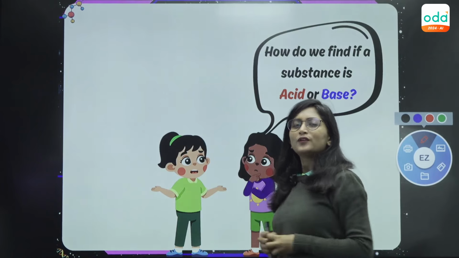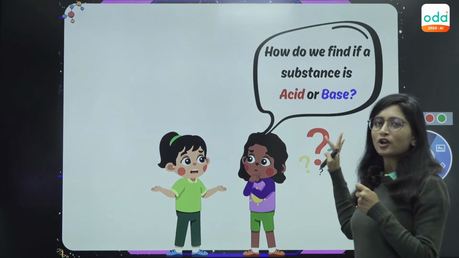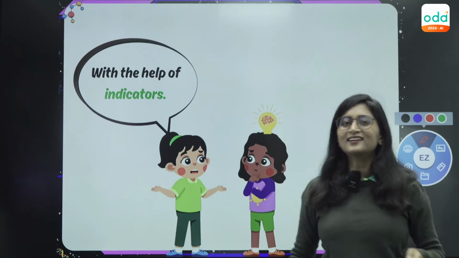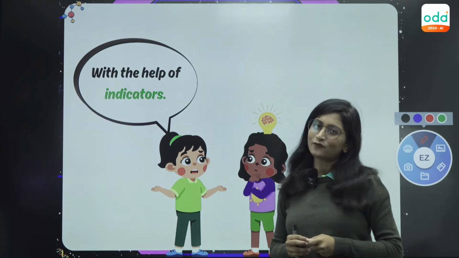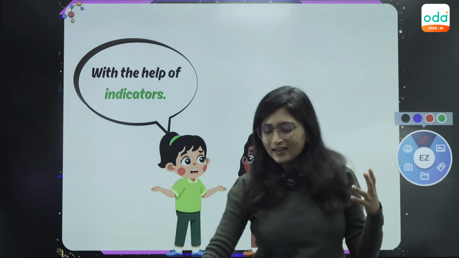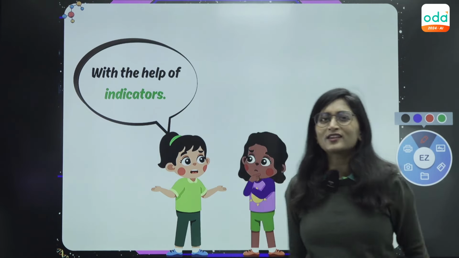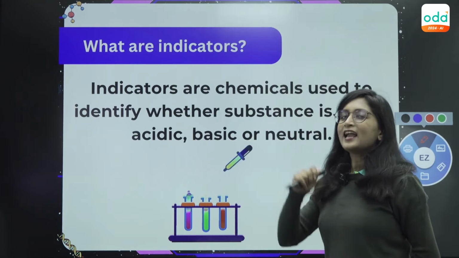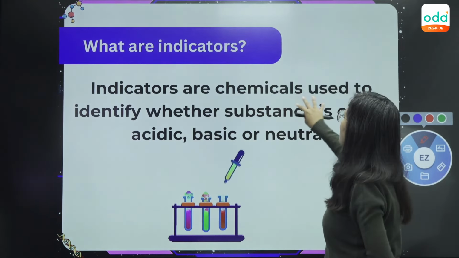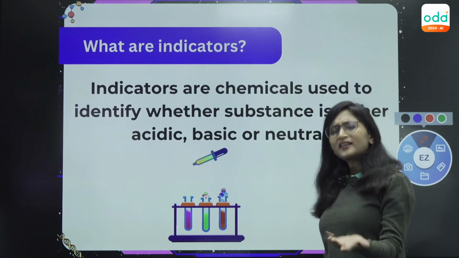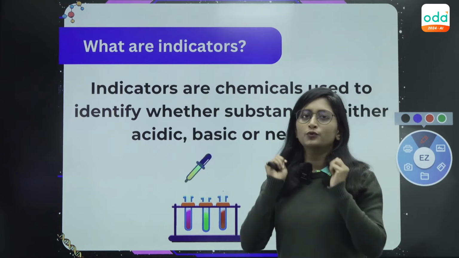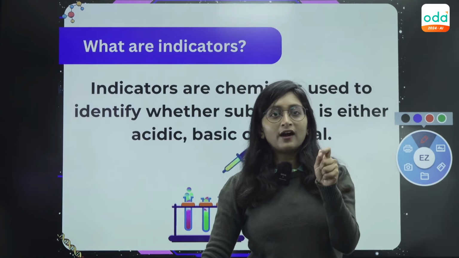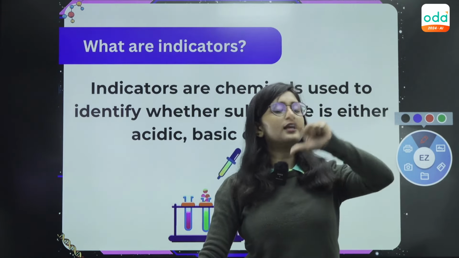So how do we find whether a substance is an acid or a base? Let me tell you now. Perhaps you might have had a guess here. Yes, of course, with the help of indicators. Now, what is the universal indicator, if you have come across it? How many of you have come across indicators? Indicators are chemicals used to identify whether a substance is an acid, base or neutral. So these chemicals can help you identify whether any substance is acid, base or neutral.